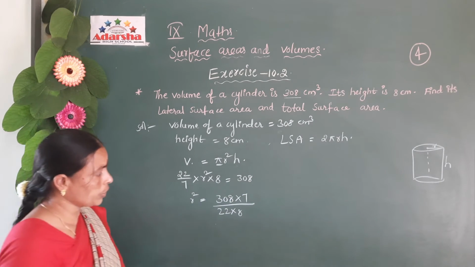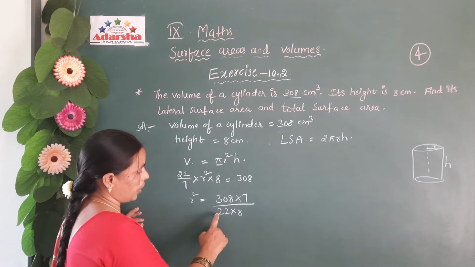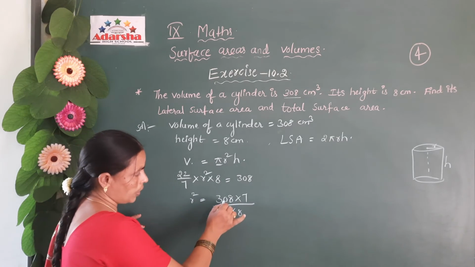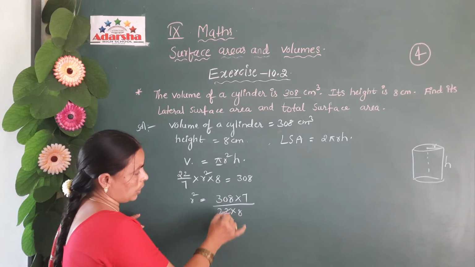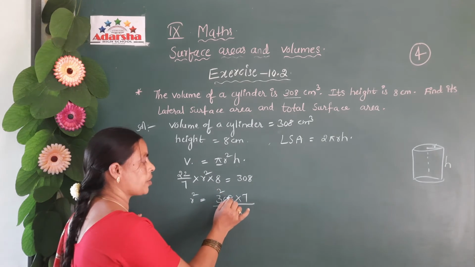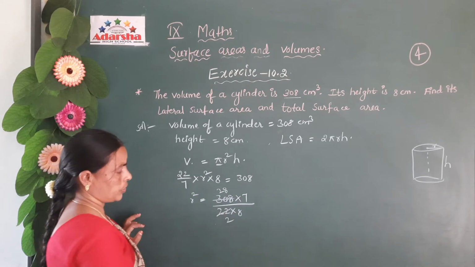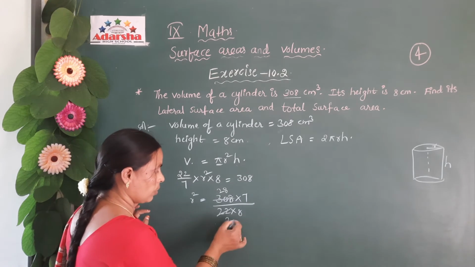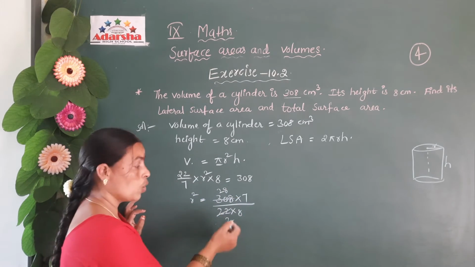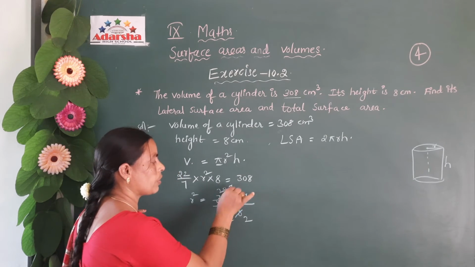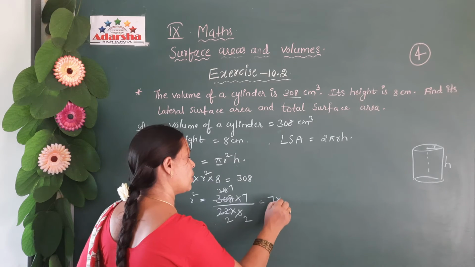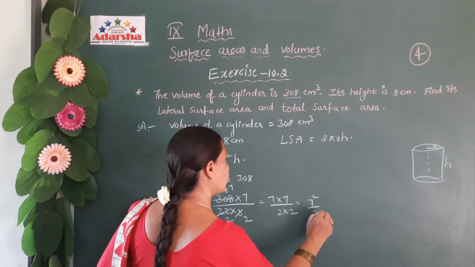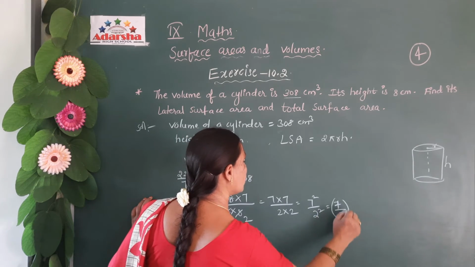Now here 308 and 22 are simplified in the 11 table. 11 2s are 22. Here 308, how many times does 11 go? 11 2s are 22, 8 remains, 11 8s are 88. Again, here 28 and 8 are simplified in the 4 table. 4 2s are 8, 4 7s are 28. What we got here is 7 into 7 by 2 into 2, that is equal to 7 square by 2 square, equal to 7 by 2 whole square.